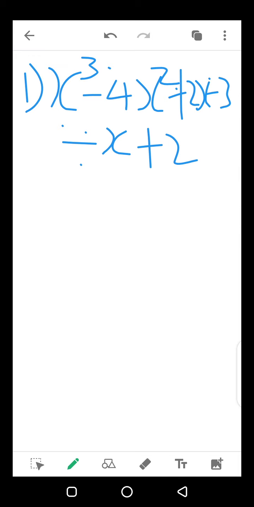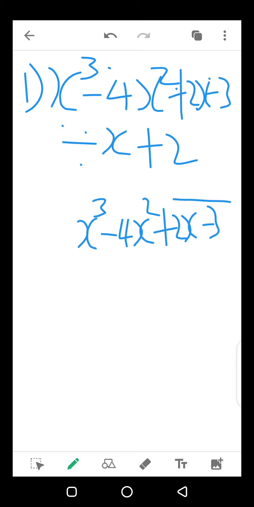Now we start with our main division process. We put the dividend inside the box: x raised to power 3 minus 4x raised to power 2 plus 2x minus 3. Now outside the box, we put the divisor, x plus 2.